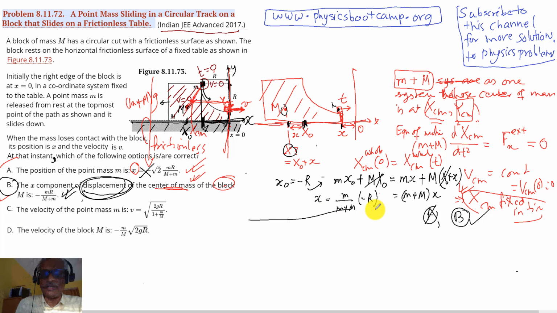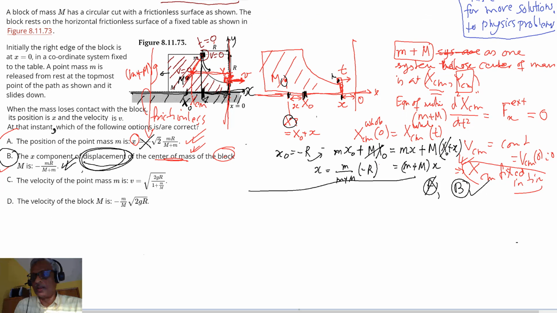Now to decide between C and D, we will have to use the velocity concept. So again, if I look at the x direction, then this says the center of mass velocity is also actually 0, which means I should get along the x direction, so we're supposed to solve for the point mass or big mass. Okay, so we sort of figure out the velocity at this instant.